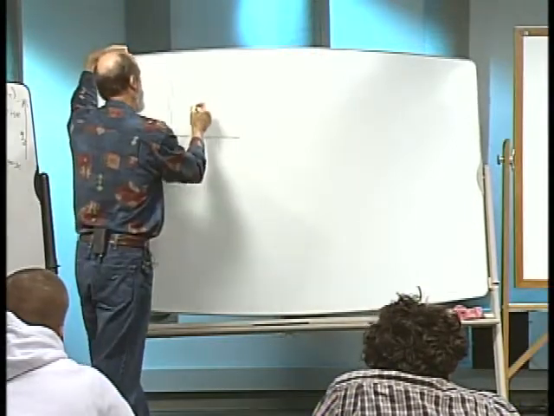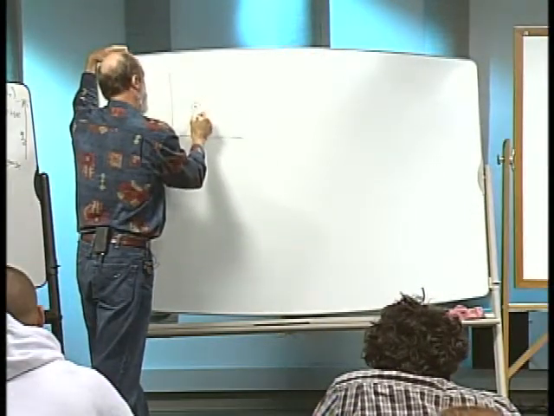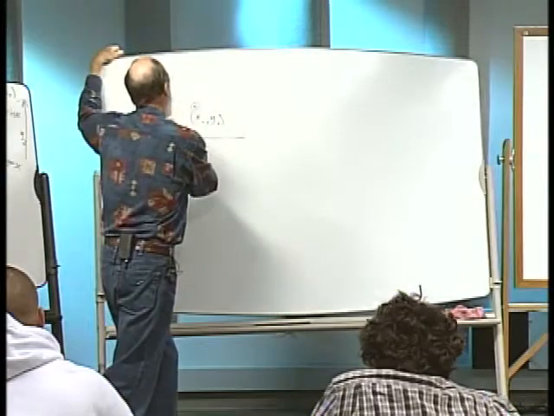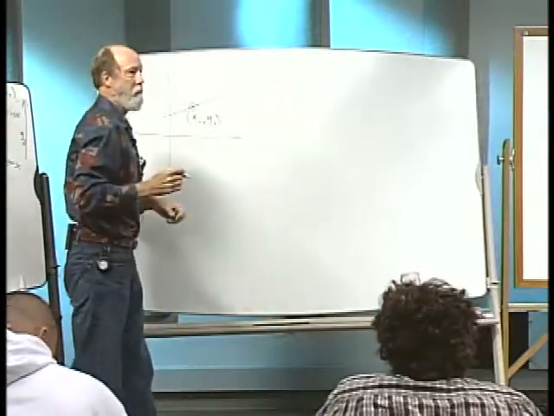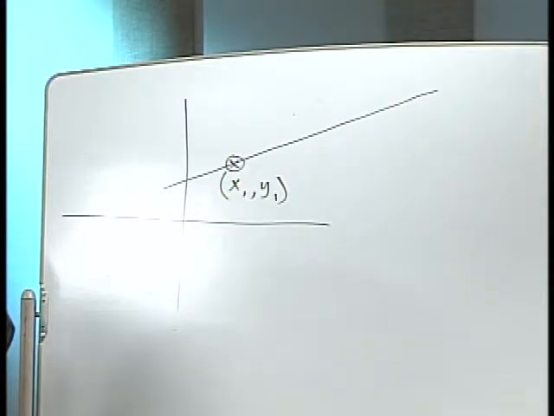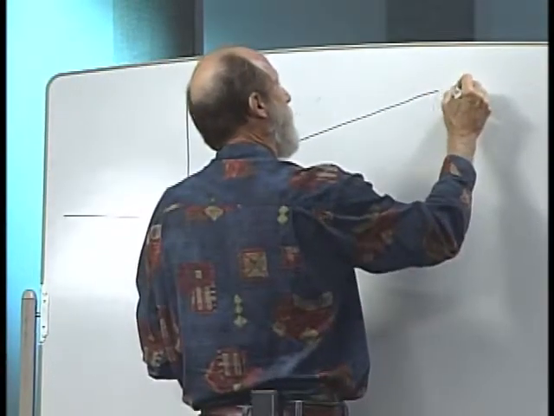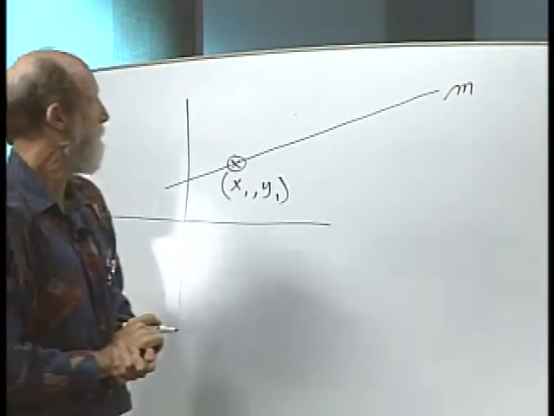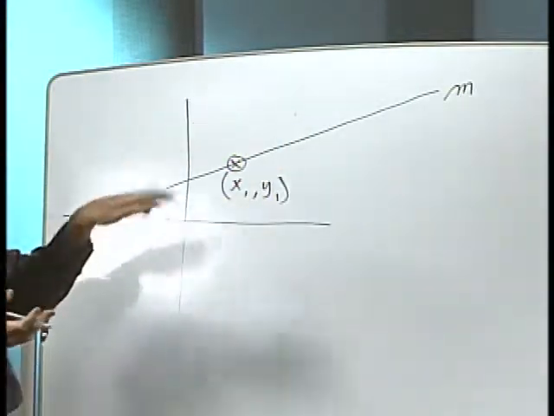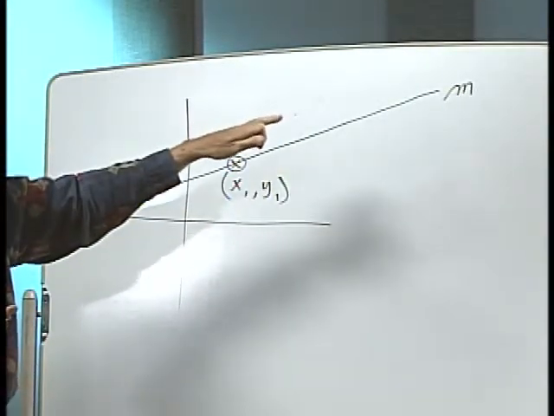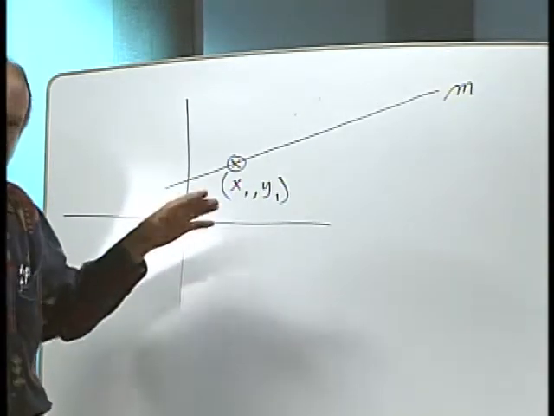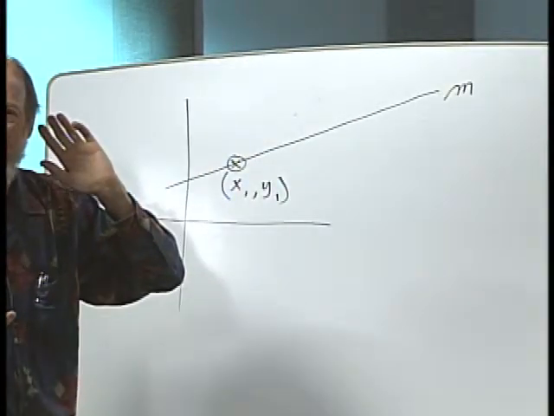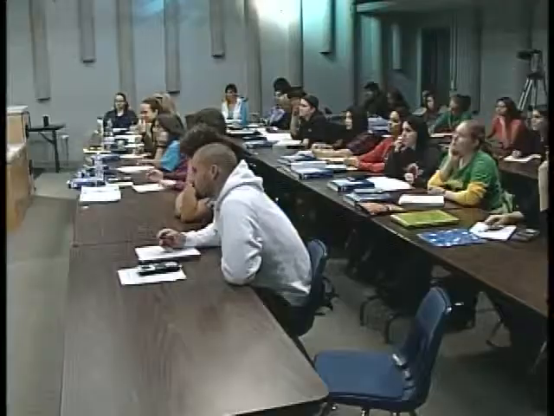Let's say I have some point. Let's call this point x1, y1. And let me draw a line. Now that line has some slope, doesn't it? I'm not telling you what it is, but in this case it would be what kind of slope? Positive slope. And be a little more specific. Positive, but what? Less than 1. Positive, less than 1.